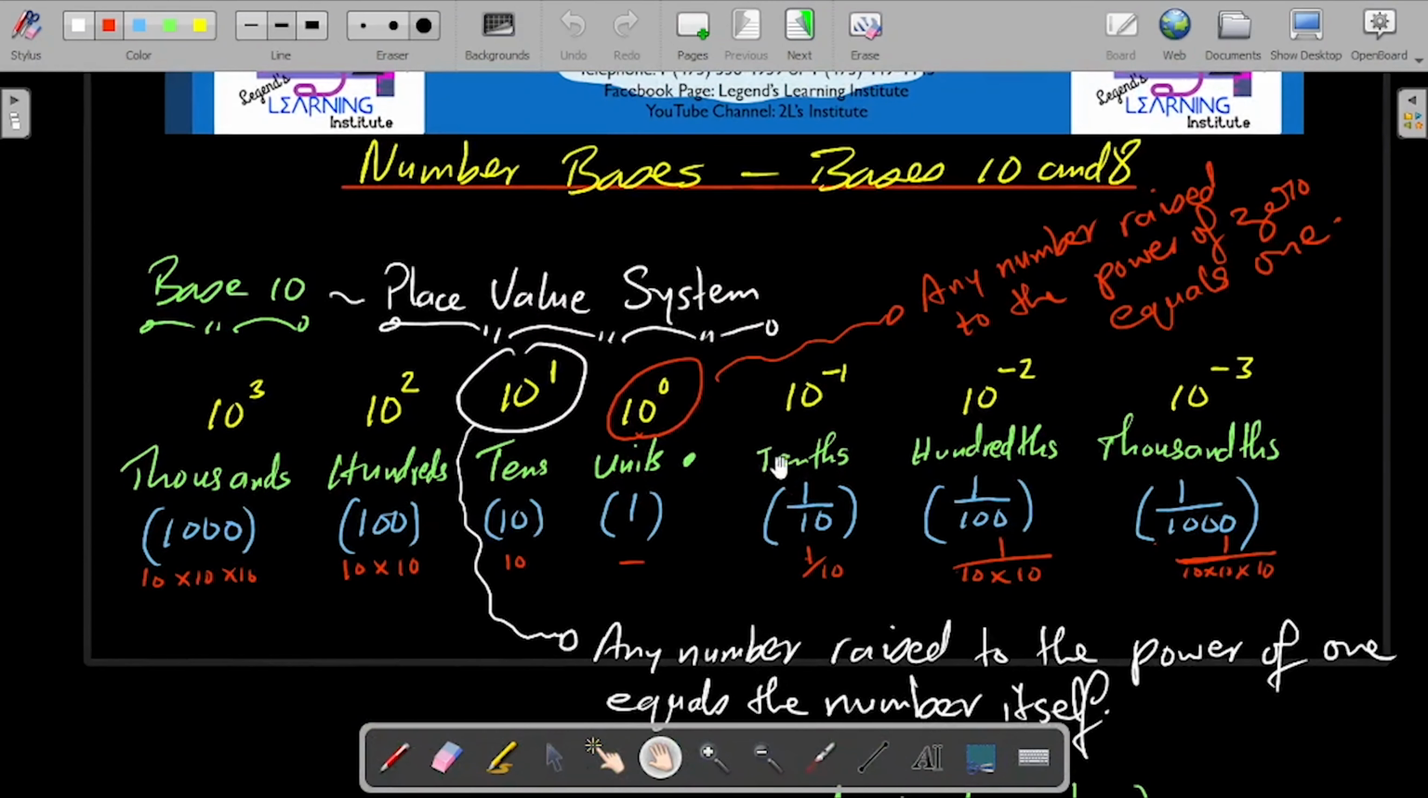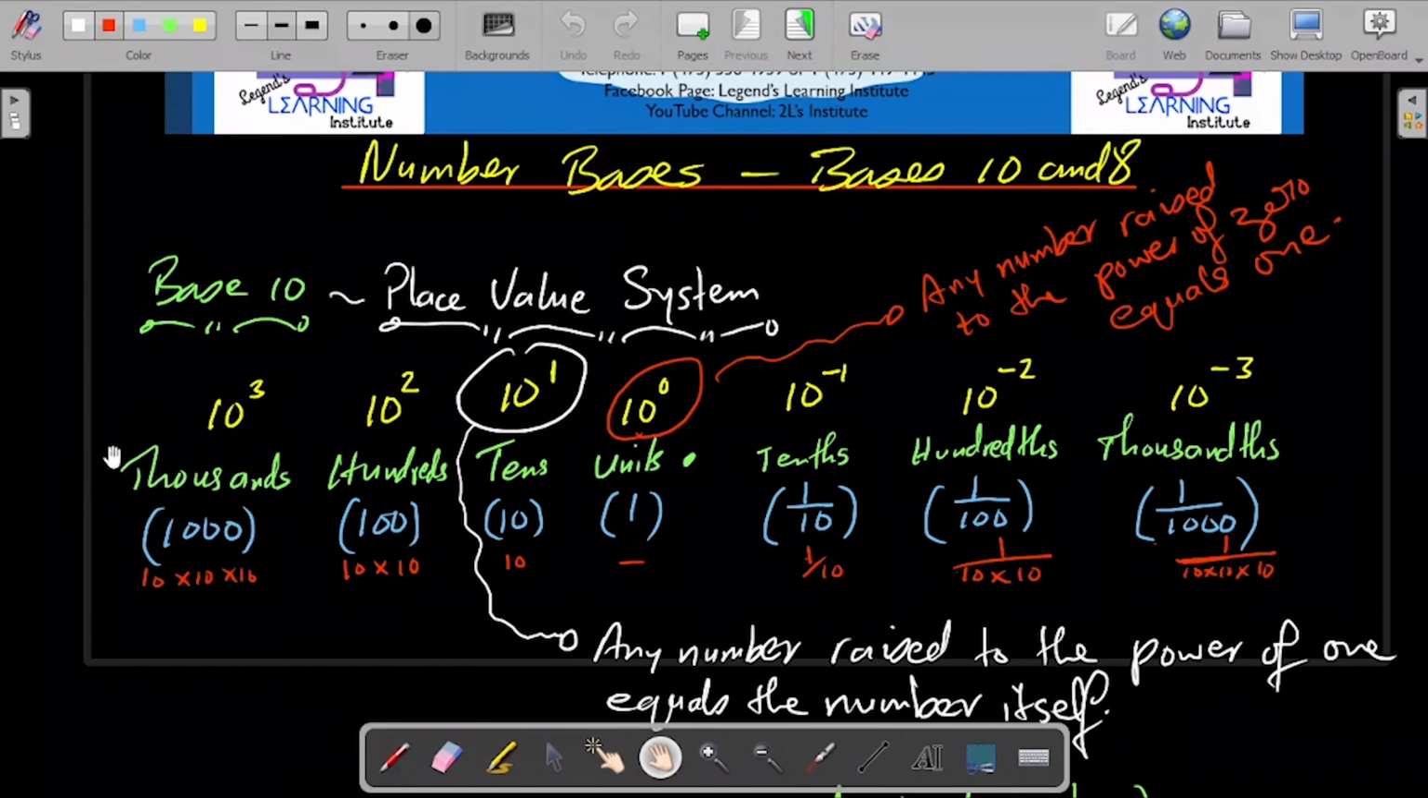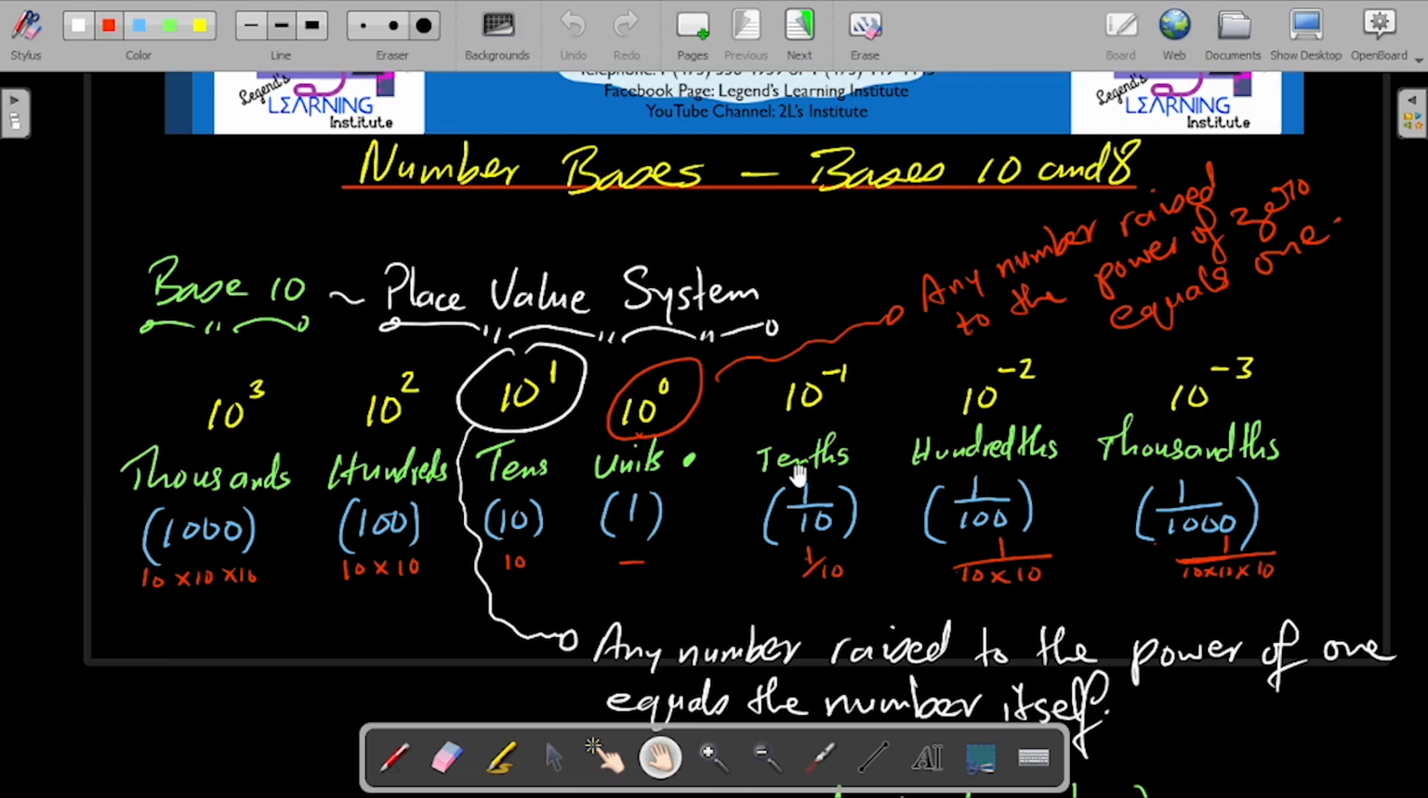Now, I want us to spend some time looking at the place value system for base 10. We are all familiar with that place value system. We have a decimal point, and to the left of the decimal point, we have the units place, the tens place, the hundreds place, the thousands place, and so forth. We can go up to 10,000s, 100,000s, millions, and so forth. To the right of the decimal point, we have tenths, hundredths, thousandths, and so forth.